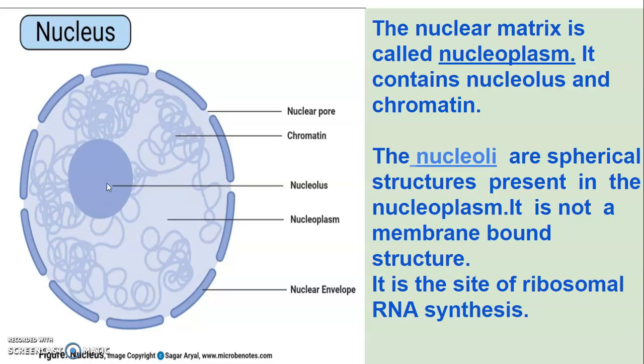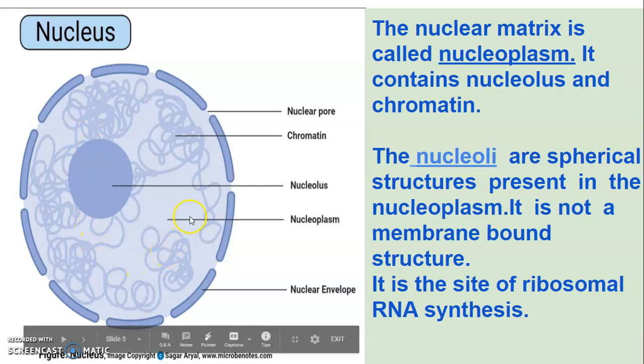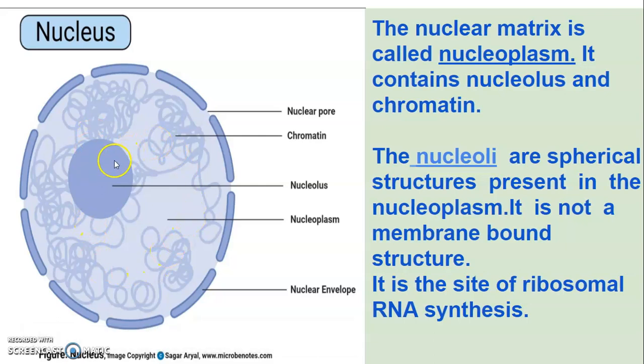Children, last time let's quickly revise the structure of the nucleus. The nucleus is covered by the nuclear membrane. The nuclear membrane is double layered, outer and inner membrane. The outer membrane is in continuation with the endoplasmic reticulum. In between the two membranes there is a space which is called the perinuclear space. In between, we can see there are some gaps, the nuclear pores, through which the movement of proteins and RNA takes place. Inside the nucleus, the matrix is called nucleoplasm. The nucleoplasm consists of the spherical structures which are called nucleolus, and the thread-like structures which are called chromatin.